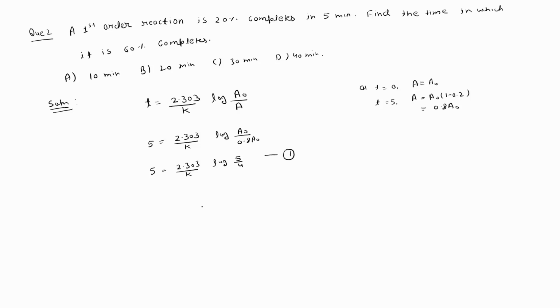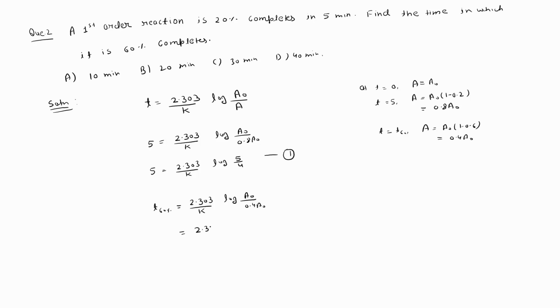Then it is asked: find the time in which it is 60% complete. So T is equal to T 60%. It means A converted 60%, so how many left? 0.4 A naught is left. So T = 2.303 divided by K log A naught divided by 0.4 A naught. A naught and A naught cancel, 1 upon 0.4, that is 10 by 4.